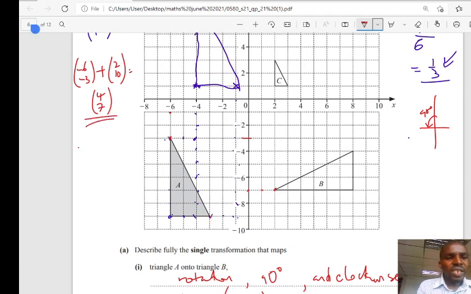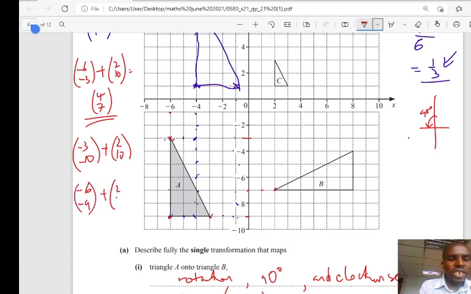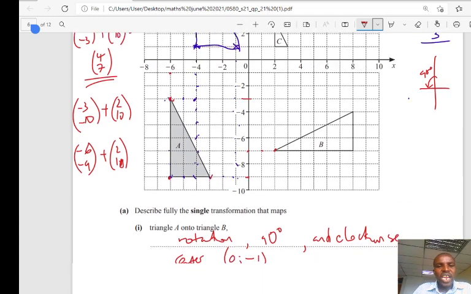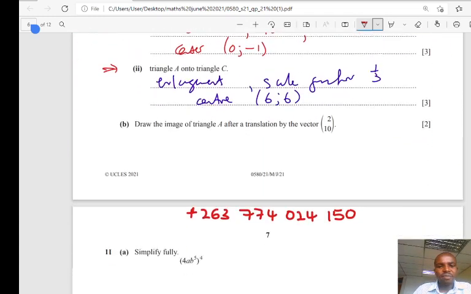This one is minus 3, minus 10. You also add the same vector (2, 10) to the other point. This one here is minus 6, minus 9. Add the same vector (2, 10). After adding, you find the image coordinates of this point. Then you can plot them and join the points. You find your triangle. Still, it makes sense.